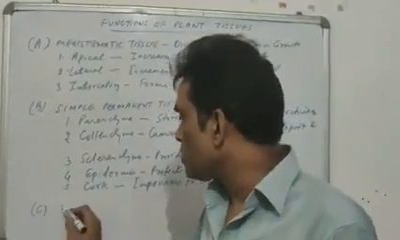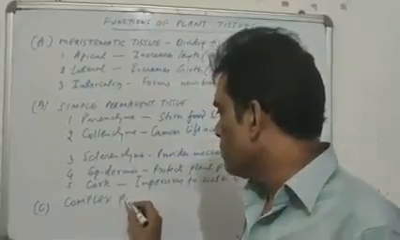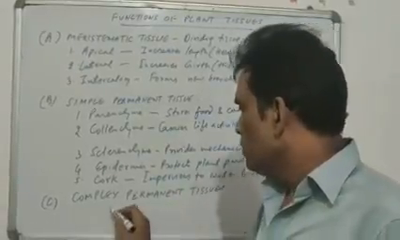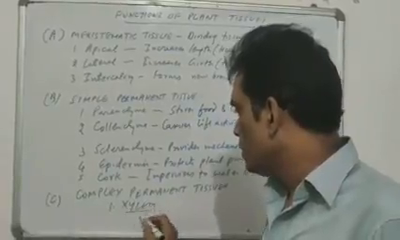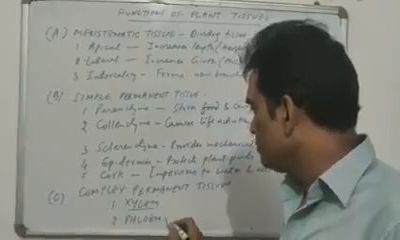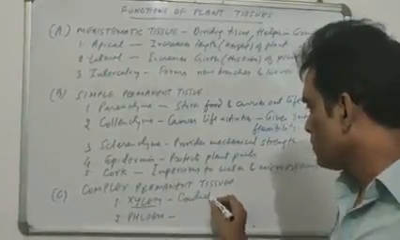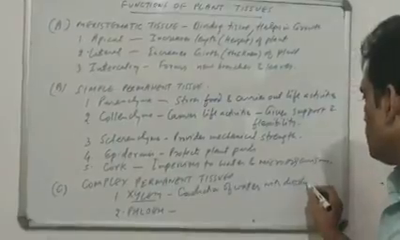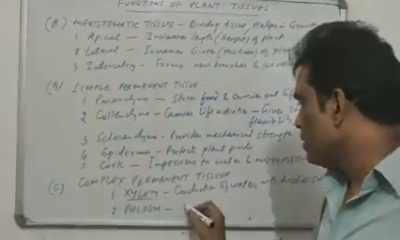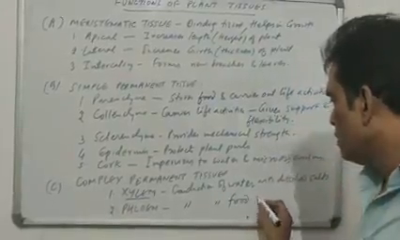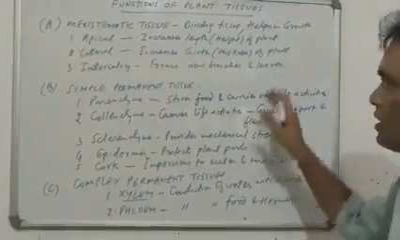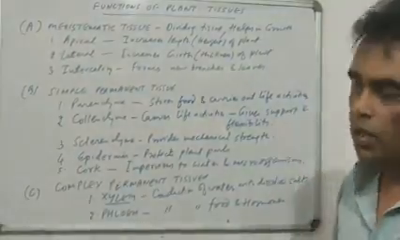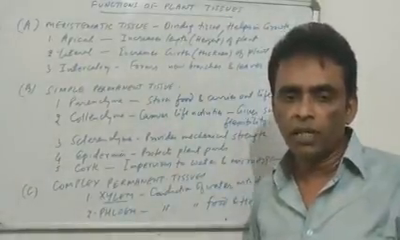And the last one that we have just now seen, the complex permanent tissues, that is xylem and phloem. Xylem helps in conduction of water with dissolved salts, of course from roots to the leaves, and phloem helps in the conduction of food and hormones. So that is a sum total of the gist of the functions of all different plant parts. Their structure we have seen, and in a sum total we can see the functions or the role they play in a plant.